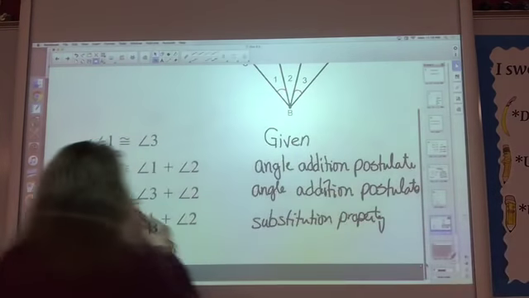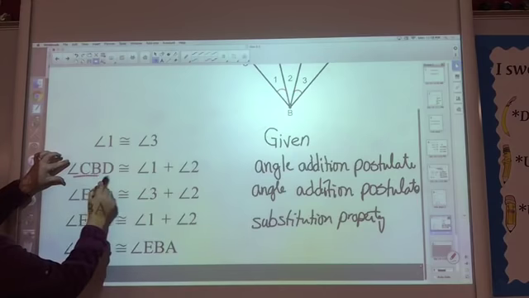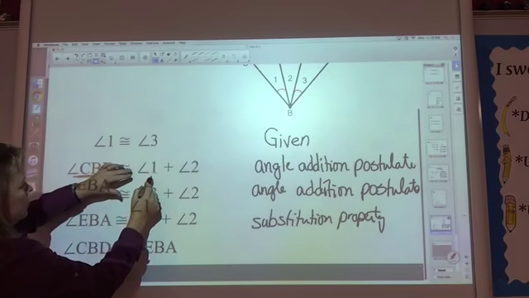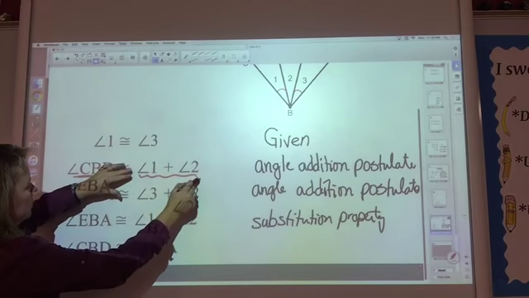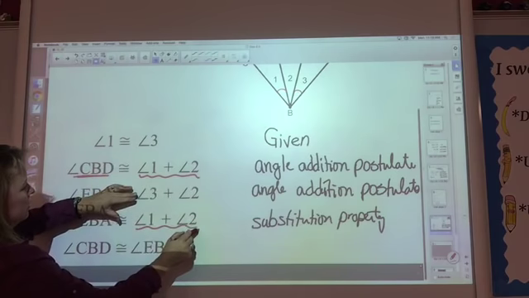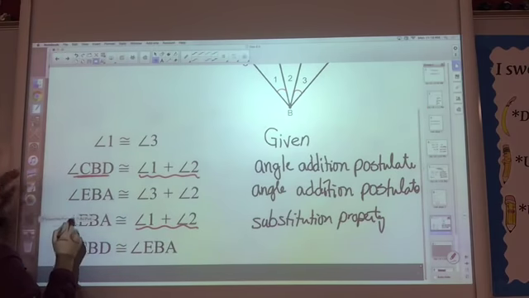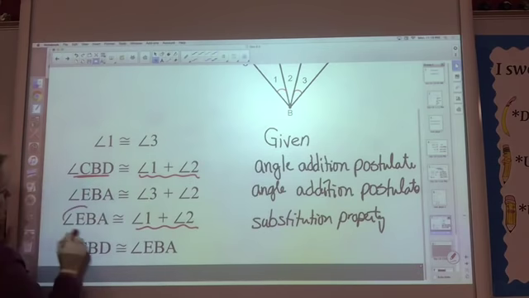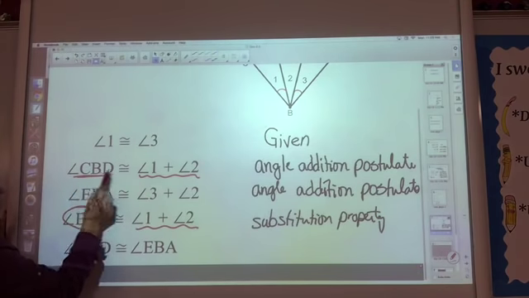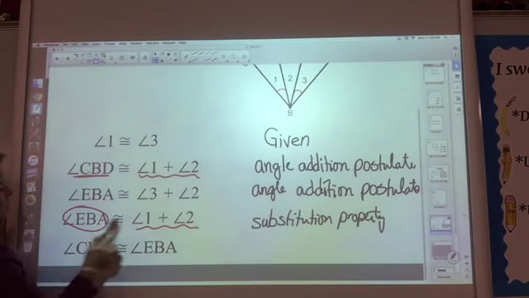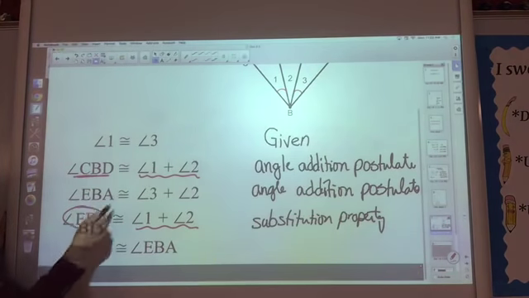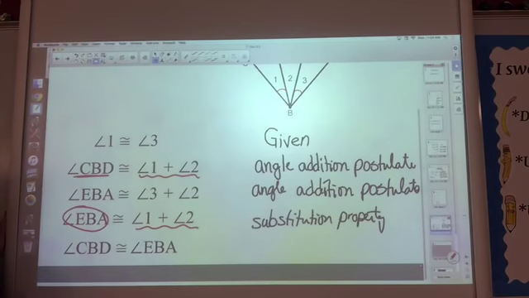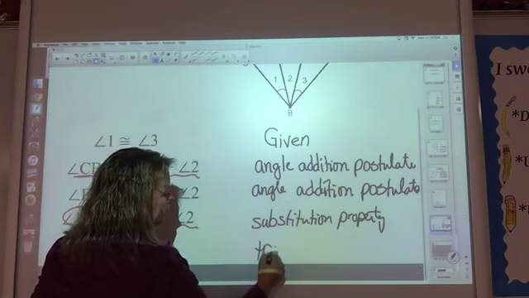Angle CBD, here's the first thing, is congruent to 1 plus 2. But 1 plus 2 is congruent to EBA. So we can go from CBD to 1 plus 2, 1 plus 2 to EBA. We replaced it. If we know these are related to them, they must be related to each other. Transitive property.